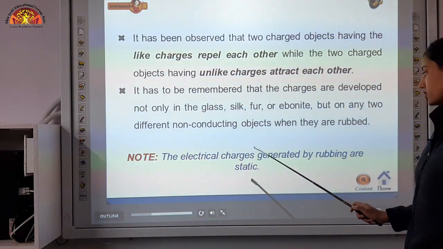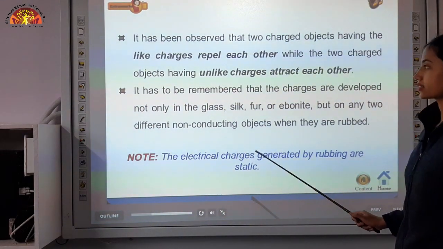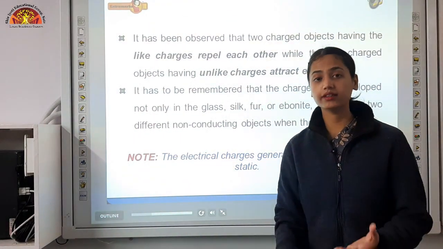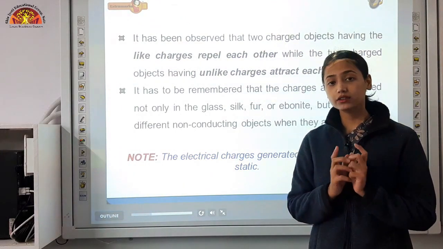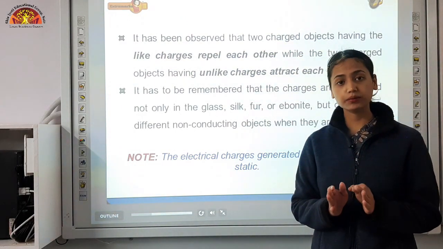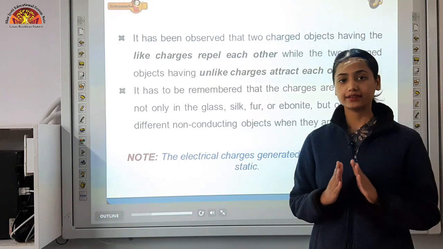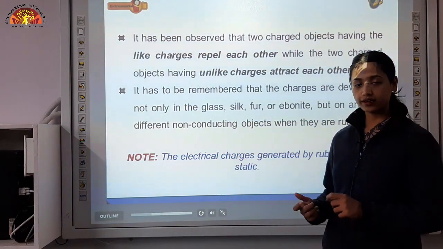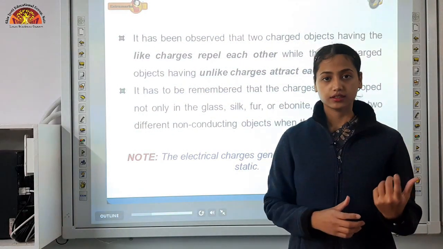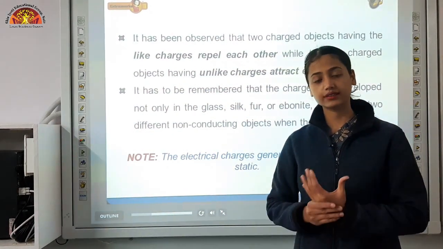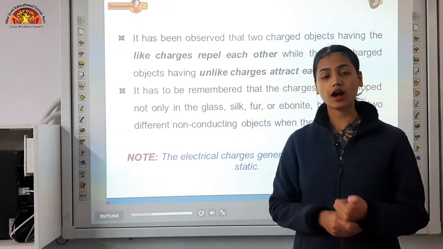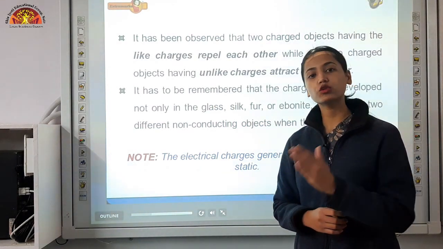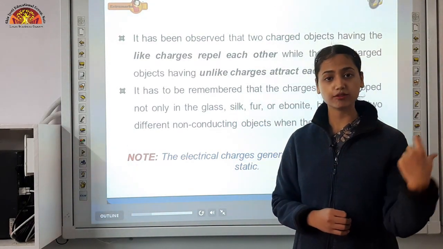The electrical charges generated by rubbing are static. Look, when we are making a body a charged body, there are electric charges, but those charges are at rest. That means those charges are not moving, and that type of electricity is known as static electricity. As in your previous class you have studied about electric current, how do we define electric current? Flow of charges. That means charges are in motion. Current means a flow.